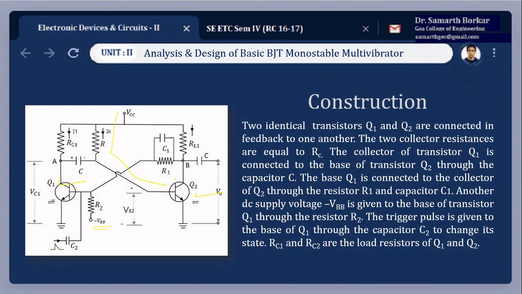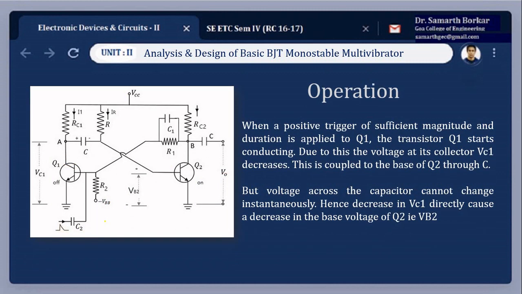Thus, the transistor Q2 on and Q1 off is the normal stable state of the circuit. The positive triggering pulse is to be applied to the base of Q1 through capacitor C2. This is what is being shown in the circuit diagram. So this is all about the construction. Now we will try to understand the operation.